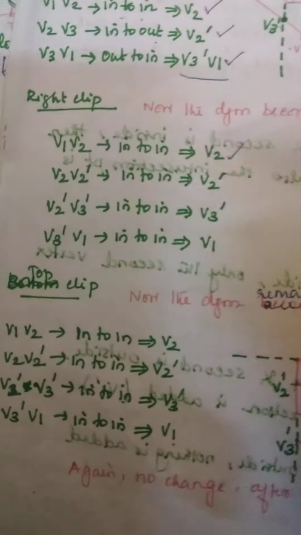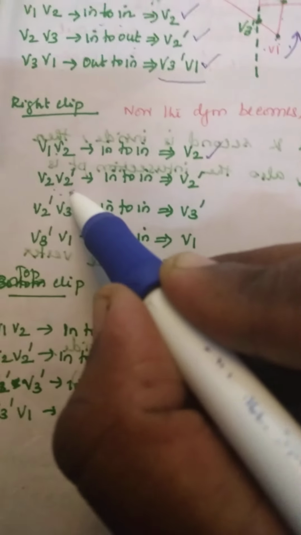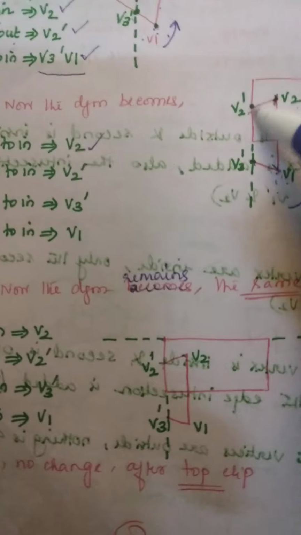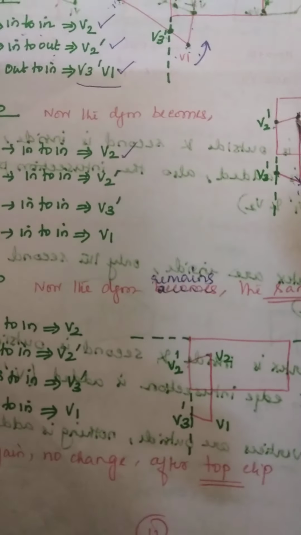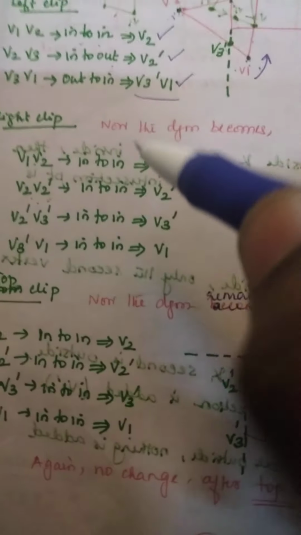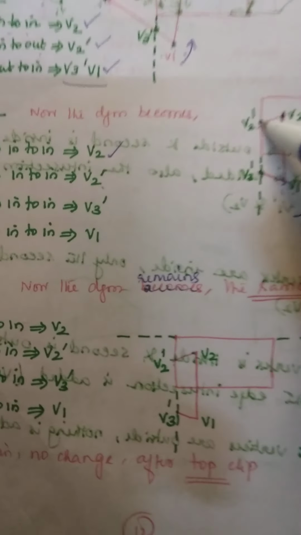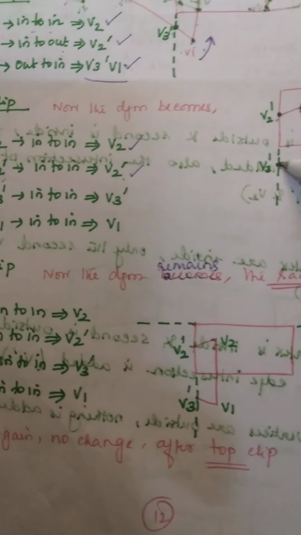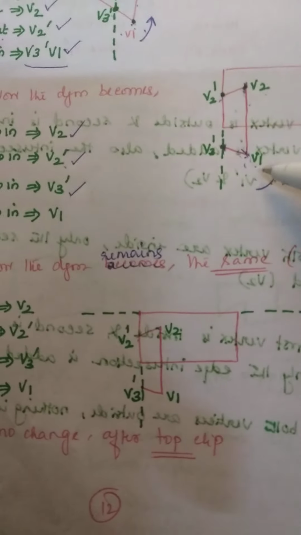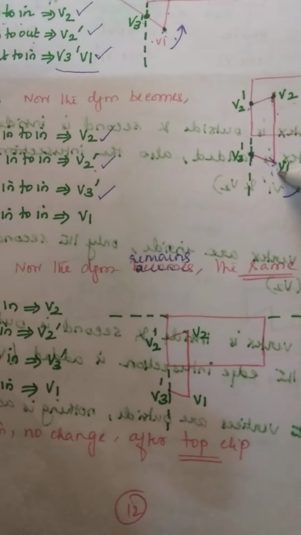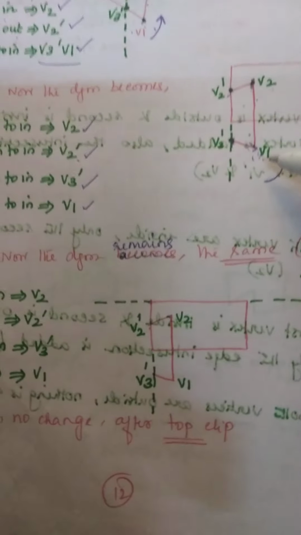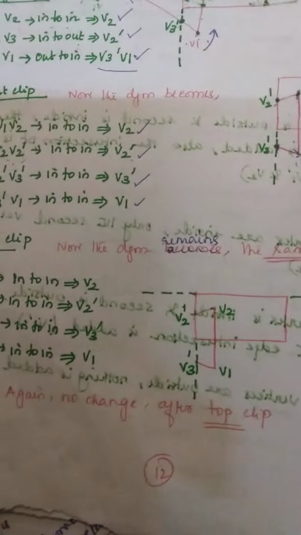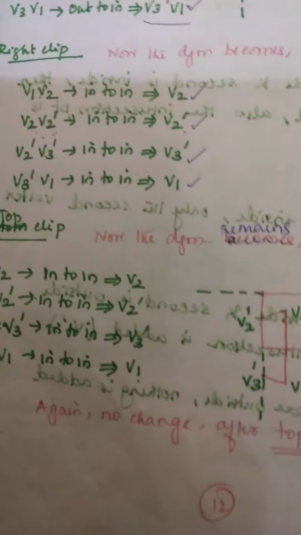The next thing is V2 dash, V2 to V2 dash. V2, V2 dash, this area. Both lie again inside the boundary, in to in. So save V2 dash. So we are saving this point. The next thing is V2 dash to V3 dash. Both lie inside. So we are saving this point. The last one V3 dash to V1. So both lie inside the boundary and we are saving V1. So no change in the diagram. The diagram remains the same. No change. We are using the same diagram again for the next clipping operation, that is top or bottom.